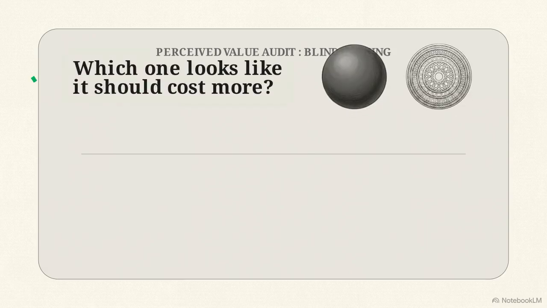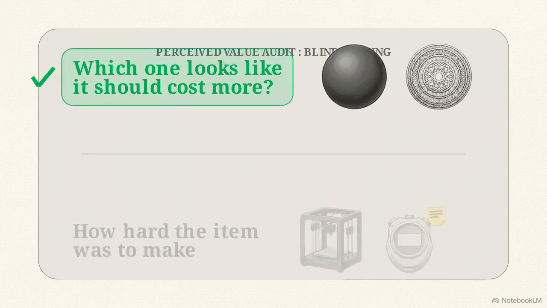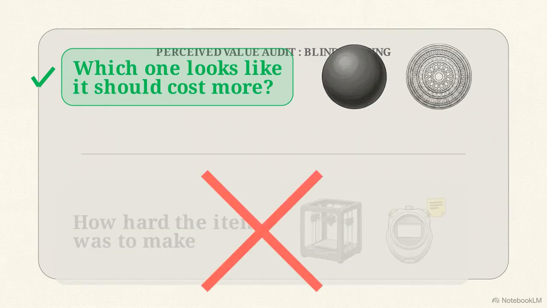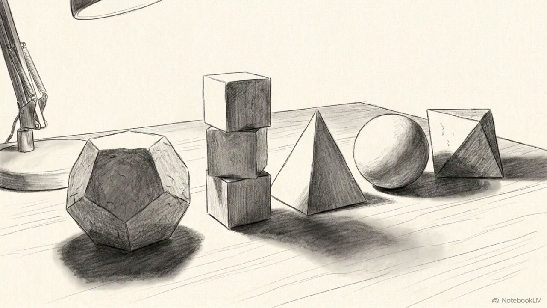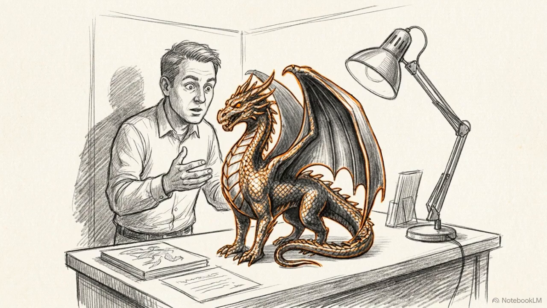You can only ask which one looks like it should cost more. You must completely ignore how hard the item was to make. If possible, have a friend, family member, or employee perform this step. They will not carry your inherent bias regarding production costs. Stepping outside the creator's mindset to view the physical lineup blindly is the only objective way to capture the raw, perceived value that a walking customer actually experiences.